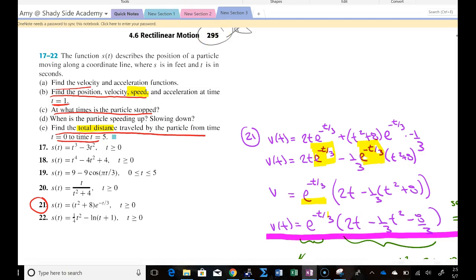Okay, everyone, open your book to page 295. We're going to work on question number 21 here, and here's what we're going to do. I'd like you to first find the velocity function. I'd like you to find the position and velocity at time t equals 1. I'd like you to answer at what time the particle is stopped, and that's it, okay?